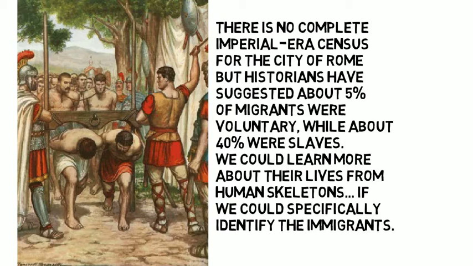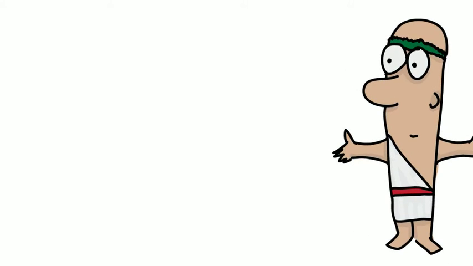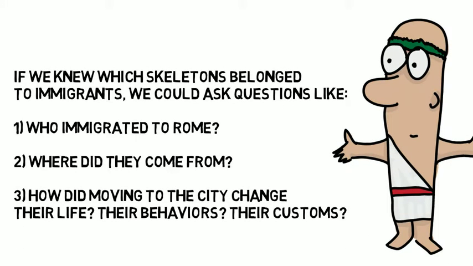There is no complete imperial-era census for the city of Rome, but historians have suggested about 5% of migrants were voluntary, while about 40% were slaves. We could learn more about their lives from human skeletons if we could specifically identify the migrants. If we knew which skeletons belonged to immigrants, we could ask questions like who immigrated to Rome? Where did they come from? How did moving to the city change their life, their behavior, and their customs?